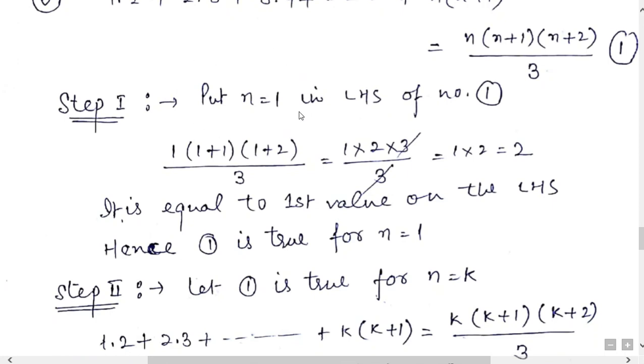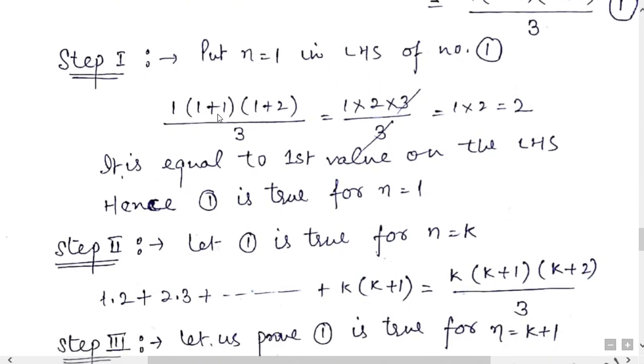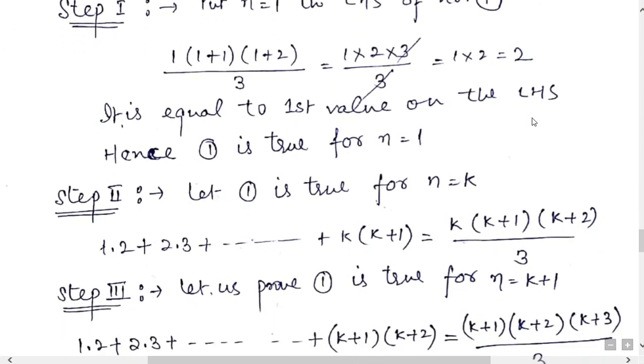As in the previous questions, insert n is equal to 1 in the right hand side of number 1. Please note, it's the right hand side, not the left hand side. 1 into 1 plus 1 into 1 plus 2 divided by 3. 1 into 2 into 3 divided by 3. It's 1 into 2, then 2. It's equivalent to the first value on the left hand side. Hence, number 1 is true for n is equal to 1.